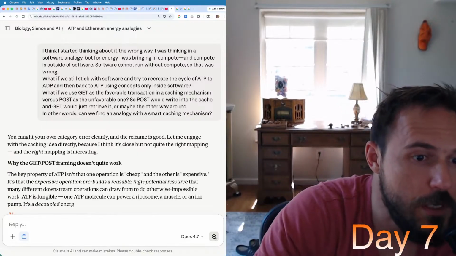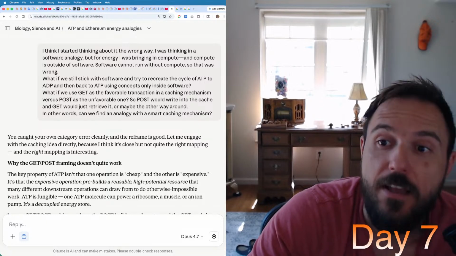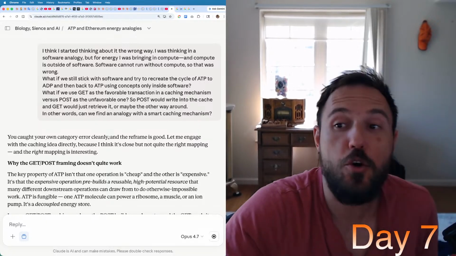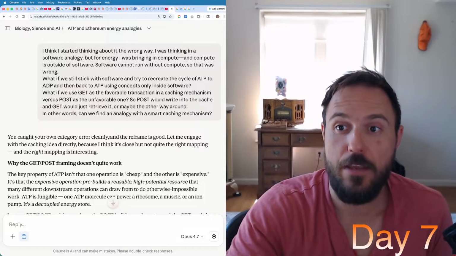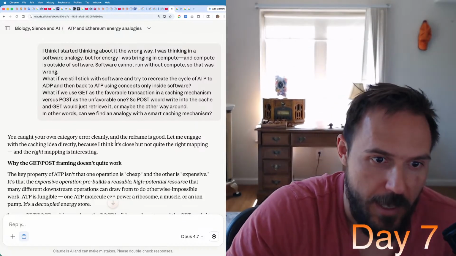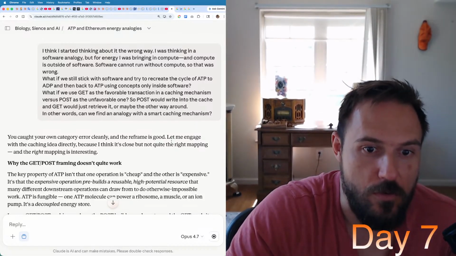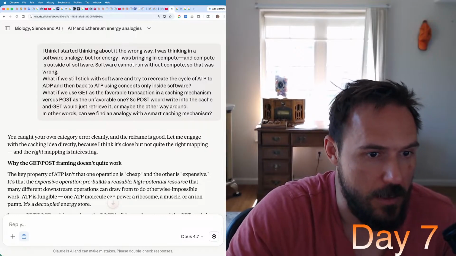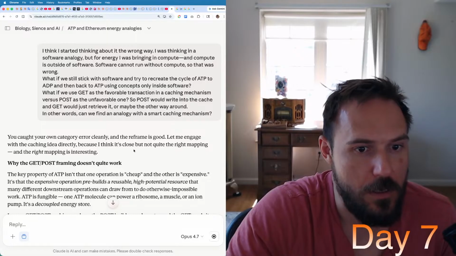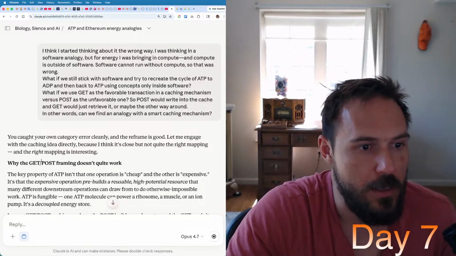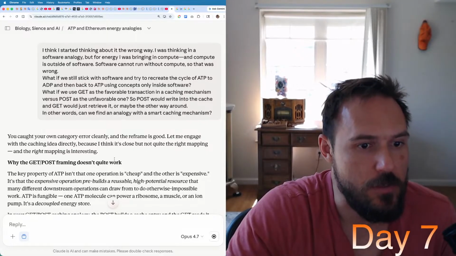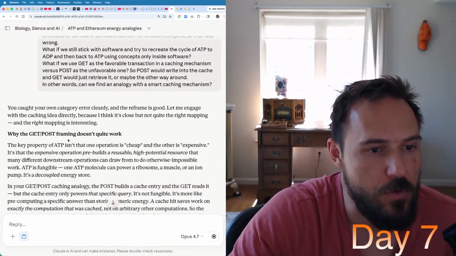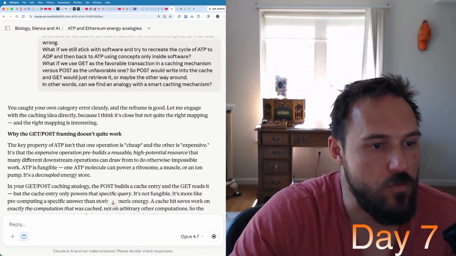You caught your own category errors cleanly. And the reframe is good. Let me engage with the caching idea directly, because I think it's closer, but not quite the right mapping, and the right mapping is interesting. Why the get-post framing doesn't quite work?